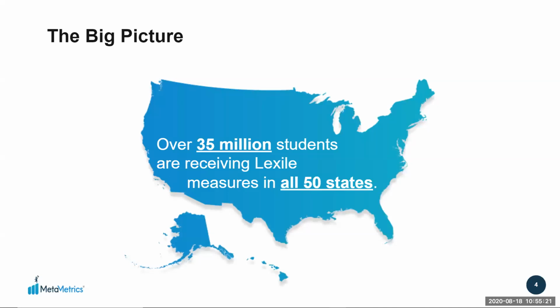But first, let's take a look at the bigger picture. Nationally, more than 35 million students from all 50 states are receiving Lexile measures, and they are doing so in two possible ways. One, they are receiving Lexile measures because their state accountability assessment has been linked with the Lexile framework, and those measures are reported in addition to the student's scale score. Or two, at the local level, a student's school or district is using an interim benchmark assessment or an instructional program that has also been linked with the Lexile framework and reports a Lexile measure. So, in many cases, students may actually be receiving multiple Lexile measures within a given school year.